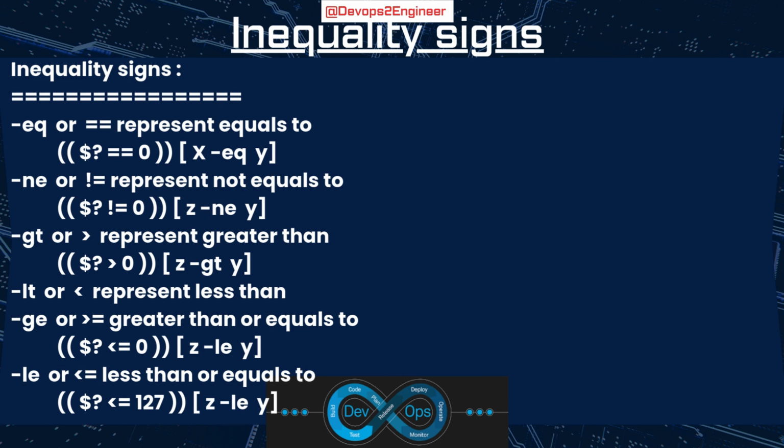Dash gt, or the inequality sign, represents greater than, or dash lt, or the other inequality sign, represents less than. Dash ge represents greater than or equal to. Dash le represents less than or equal to.